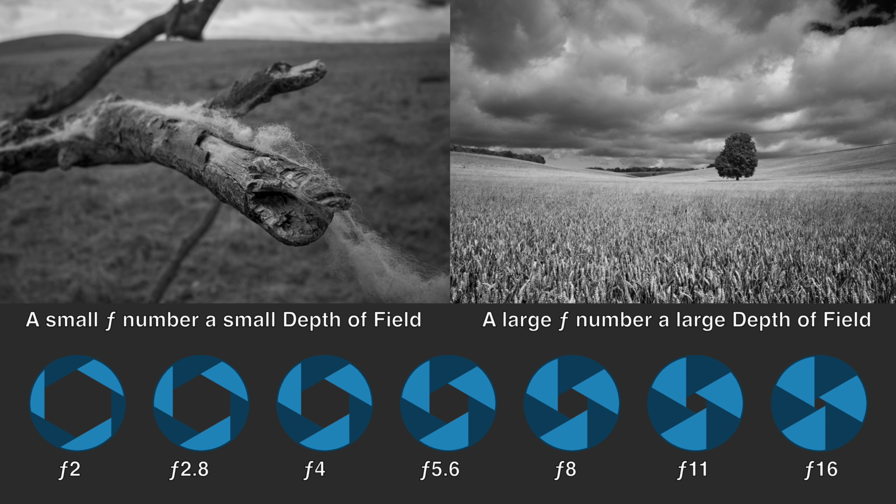If you want a large area in focus, a large depth of field, which you typically use in landscape photography, then numbers such as f11, f16 or f22 will do that for you. And I've come up with a useful saying, which is small f number, small depth of field. A large f number, a large depth of field. And if you can remember that, you should be okay when you're using aperture priority.